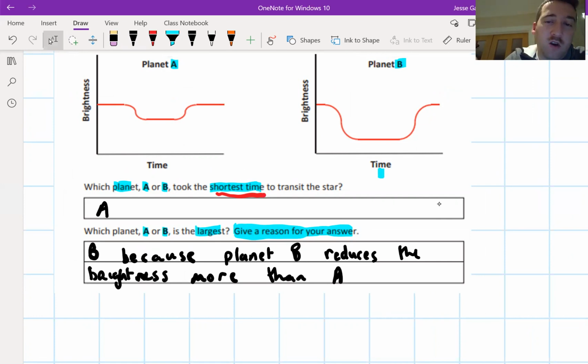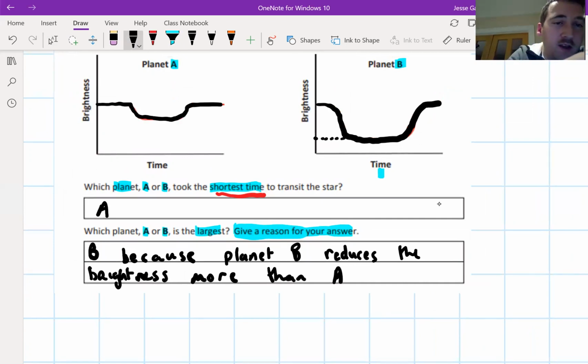So are you talking about how this brightness here reduces, it goes down lower than for A? Look, A only reduces by this little bit. Okay, so B, it reduces more. You might have talked about that. You might have said planet B reduces the brightness more than A. Yeah, that's what I said. Sorry, I'm not just repeating myself. So hopefully you get what I'm saying and that you've written a sentence that means something like that.